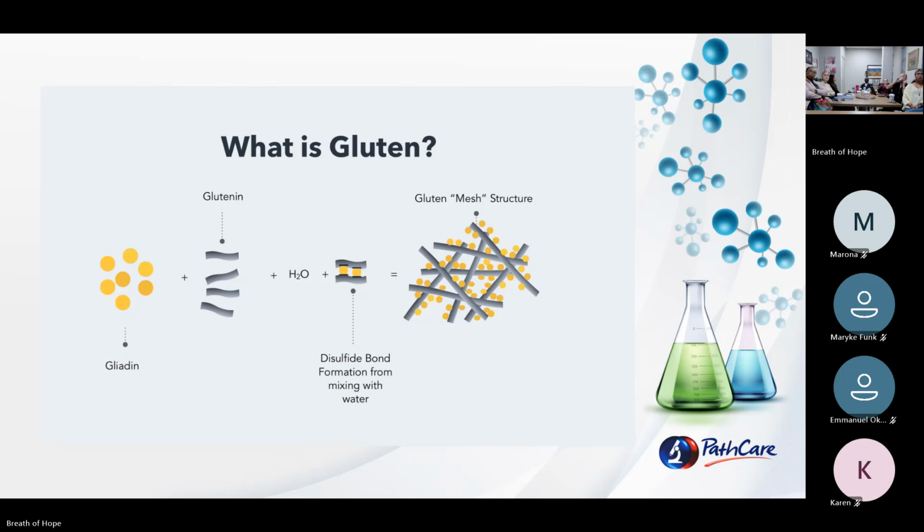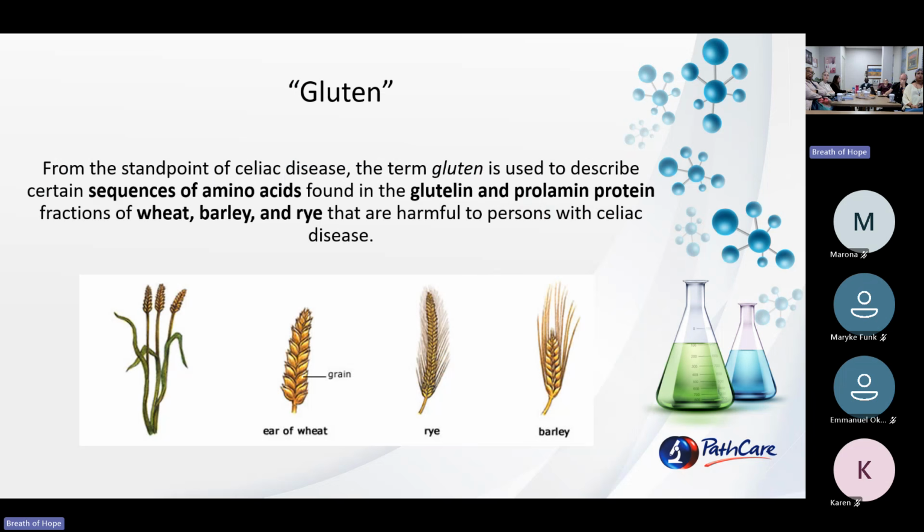So technically, what is gluten? It is a specific prolamin and glutenin called gliadin and glutenin, which when mixed with water form this mesh-like structure. Technically, that's the only thing that is gluten. But from the standpoint of celiac disease, the term gluten is used to describe certain sequences of amino acids found in the gluten and prolamin protein fractions of all of wheat, barley, and rye.